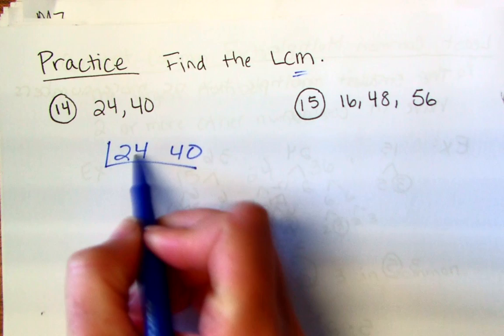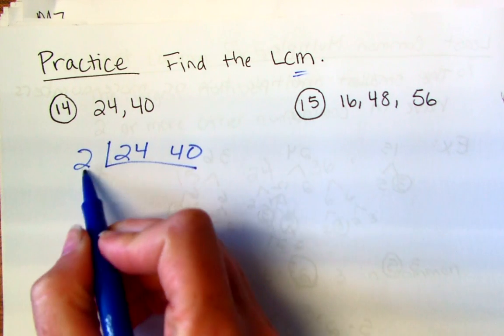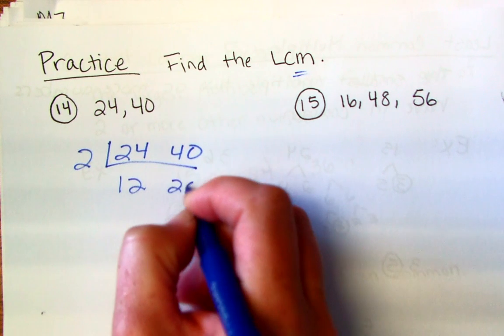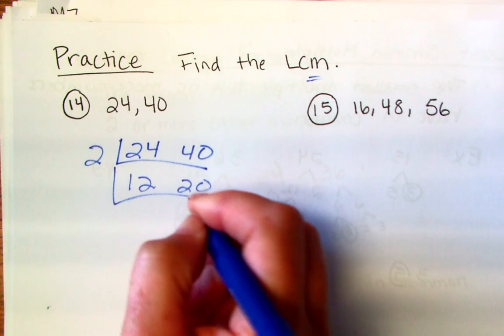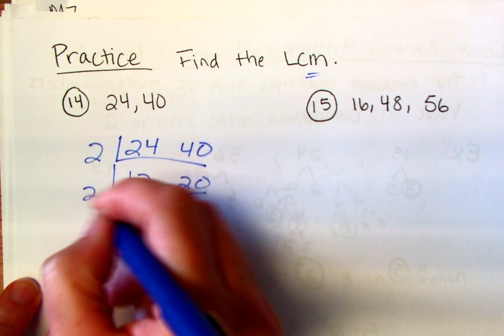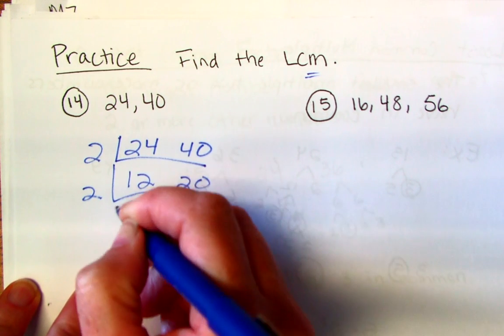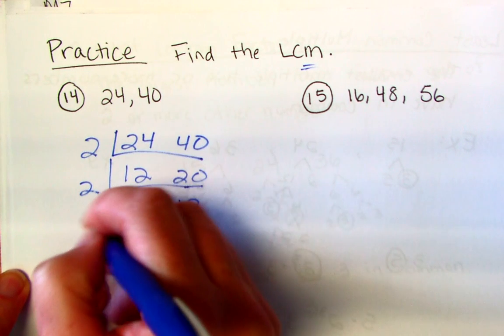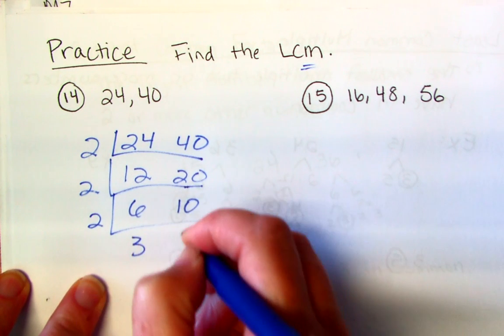And so I'm going to look at these two numbers. They're both even, so I'm going to factor out a 2. 24 divided by 2 is 12. 40 divided by 2 is 20. And then they're both even, so I can divide out a 2 again. 12 divided by 2 is 6. 20 divided by 2 is 10. Again, both even. I can divide out by another 2. 6 divided by 2 is 3. 10 divided by 2 is 5.